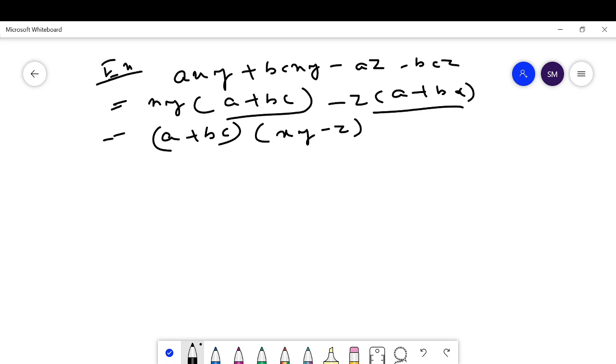Students, you solve more and more questions, factorize more and more, such that then you can attempt. When you have solved many varieties of questions, you can attempt questions which will be asked in the exam.